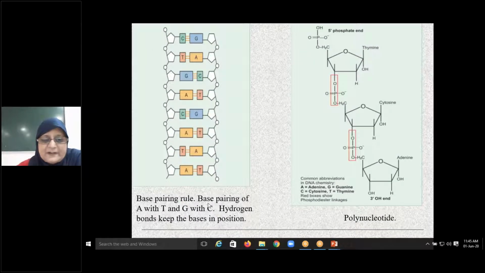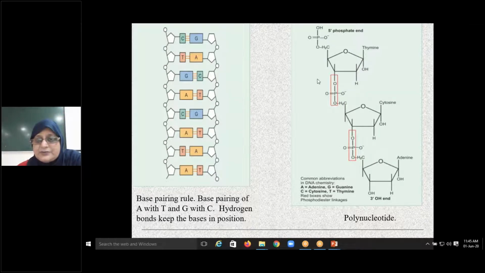Then the base pairing rule will be followed, where adenine is complemented with thymine, and the complementary base pair for cytosine is guanine. And all these base pairs are connected together by hydrogen bonds. So the hydrogen bonds will keep the bases in position.